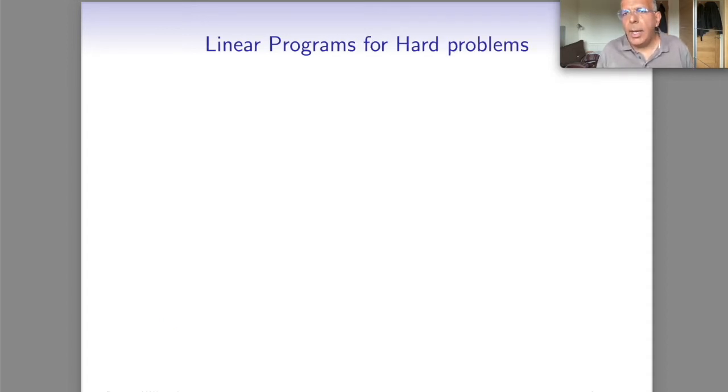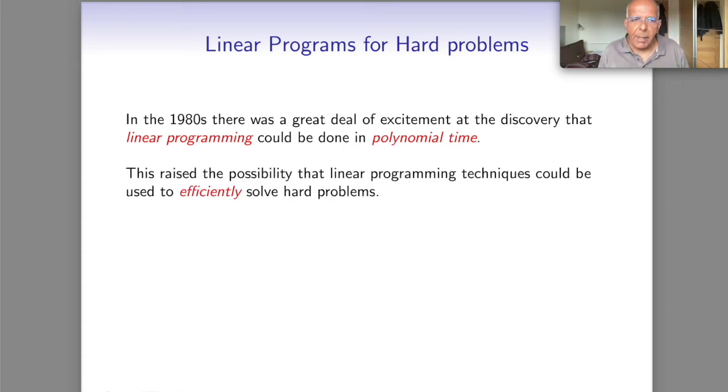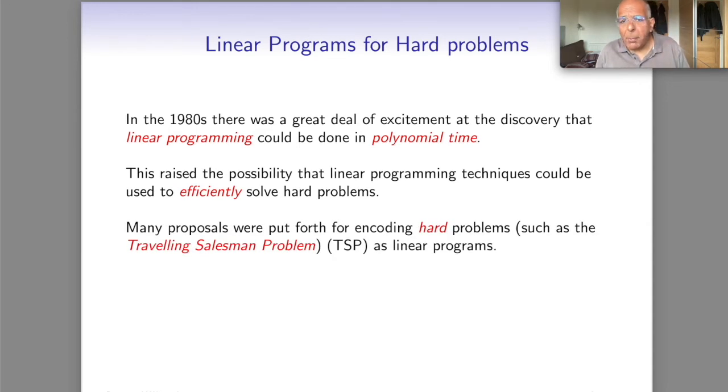Now, back in the 1980s, when it was first discovered that linear programming could be done in polynomial time, there was a great deal of excitement because, as I said, it's a very commonly used tool for solving optimization problems. And people thought that perhaps you could actually code hard problems, NP-hard problems, into linear programs, and that this might provide a route even to showing that P equals NP. So people proposed, for example, that you can express the traveling salesman problem as a linear program. Does that mean you can solve it in polynomial time?